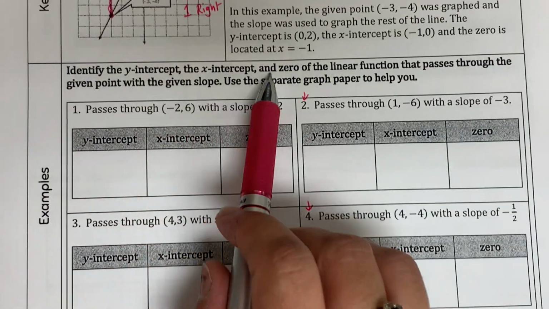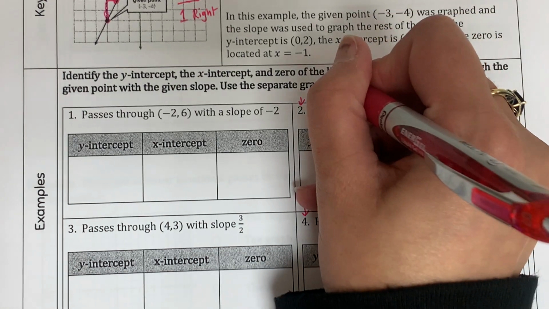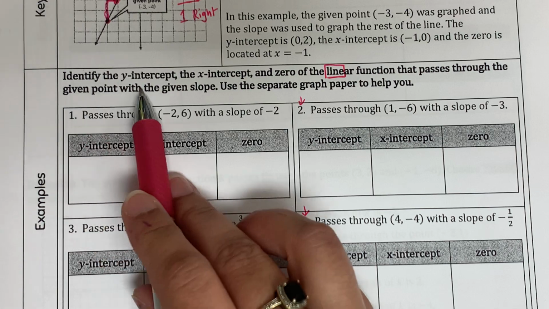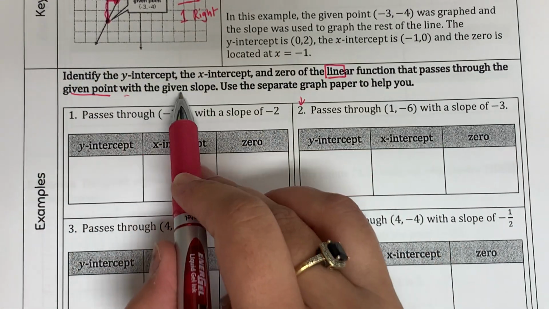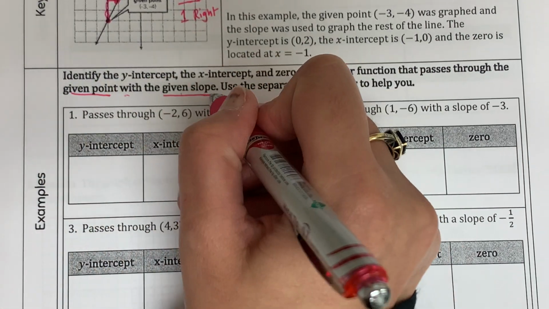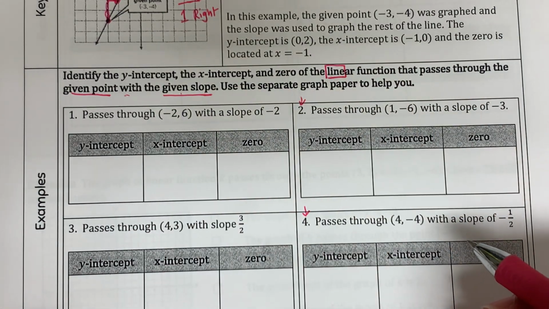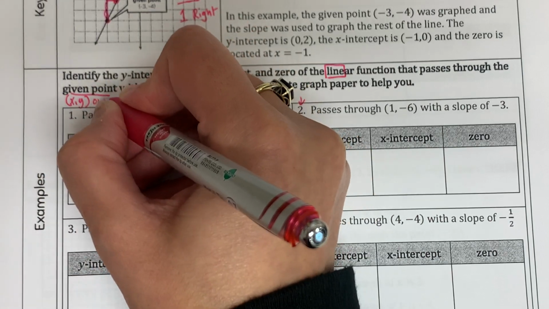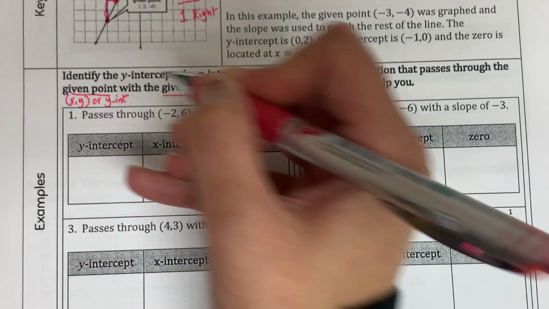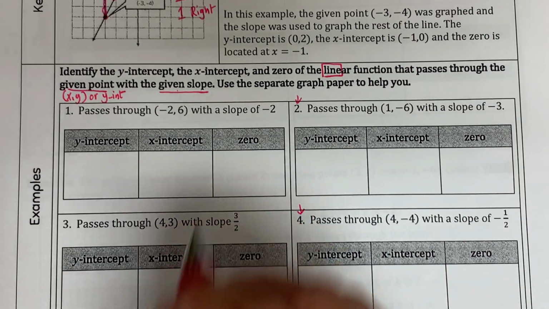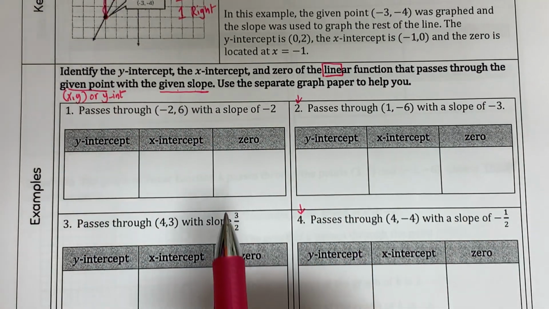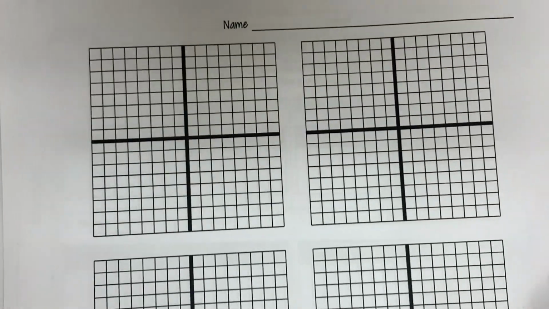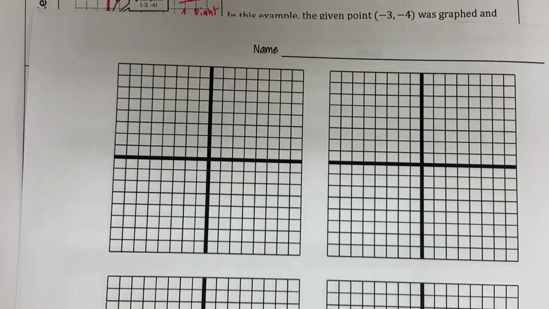Identify y-intercept, x-intercept, and zero of a linear function. Linear, keyword line, so it has to be a line that passes through the given point with the given slope. So I have a point and I have a slope, and I'm going to use that information in order to draw. That point could be an x comma y value, or it could be a y-intercept or x-intercept, anything, whatever it is. All I need is slope and 1 point in order to draw the line. I need a graph paper, and I have separate graph paper that we are going to use, and I'm going to provide you this as well.